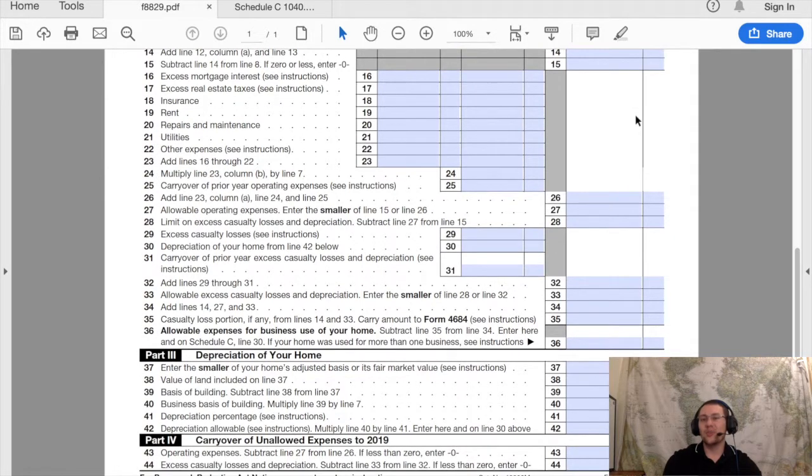So, the depreciation of your house is where one of the main downsides to using the actual expenses method comes in. You will be subject to depreciation recapture of your home for the business use of your office. Even if you don't claim any depreciation of your home, you will be taxed on what you could have depreciated. The depreciation recapture is taxed at 25%.